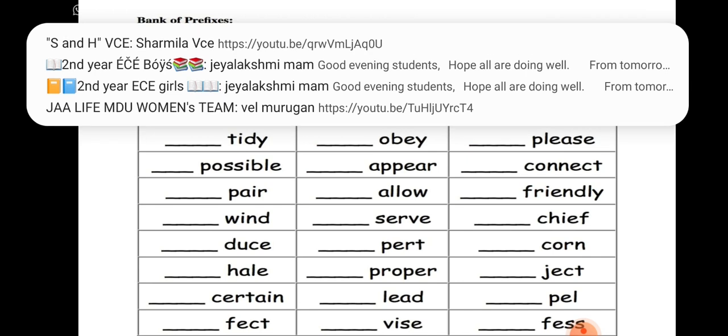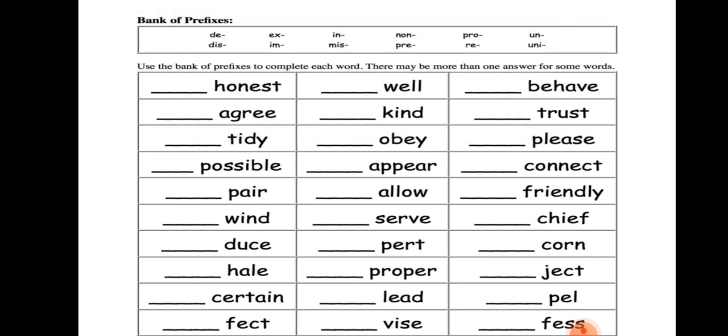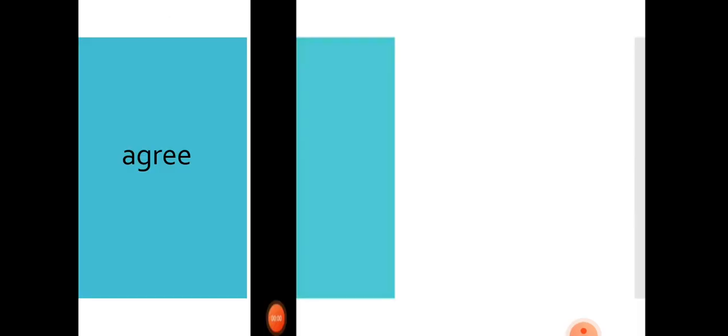So honest, you can say dishonest. Okay, disagree, untidy, impossible, despair. So likewise you can try some of the things given there in the box, and you can try this as an assignment. Okay, we'll move on to the next one.